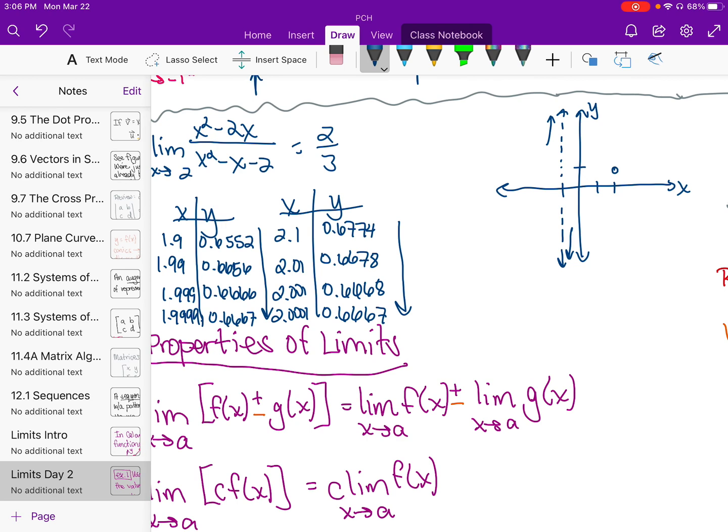So what I would do from here is I would just pick some more x values to plug in. So I would plug in -2. I'm using my calculator for this. -2 gives me 2.